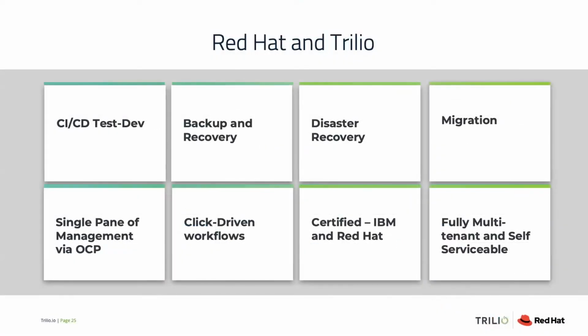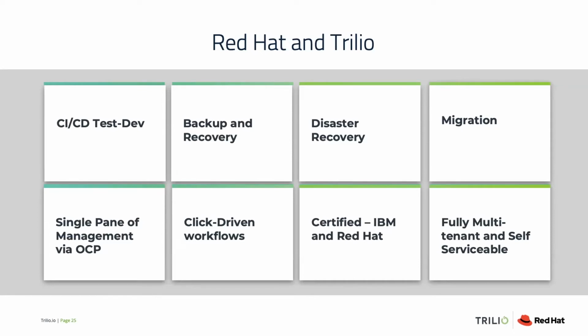So now, in conclusion, I'm going to pass it back to Christian to talk about the benefits of Red Hat and Trilio together. Yeah, so Red Hat and Trilio together makes time to recovery really, really fast, right? And so not only that, you can do things like CI/CD testing, test a dev to have an exact copy of one environment to another. Like I said before, backup recovery, disaster recovery, when you need to migrate applications from one cluster to another, making that process a lot easier.